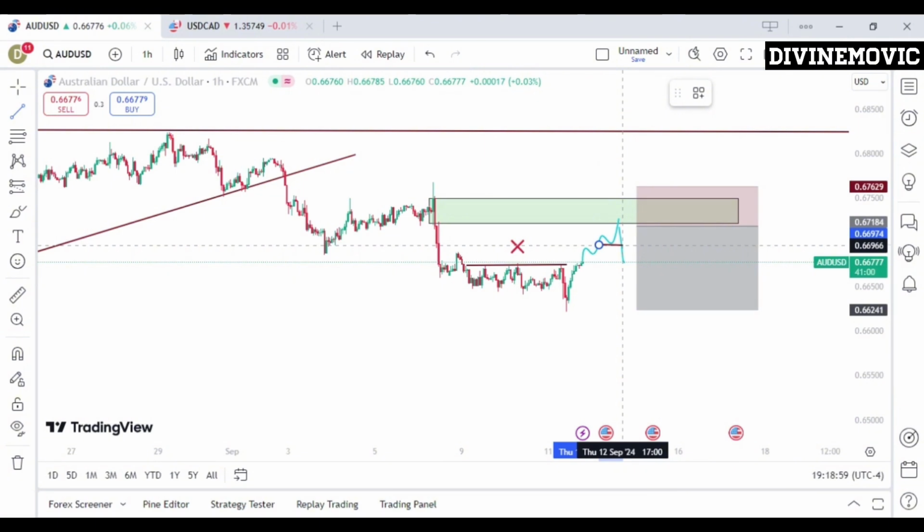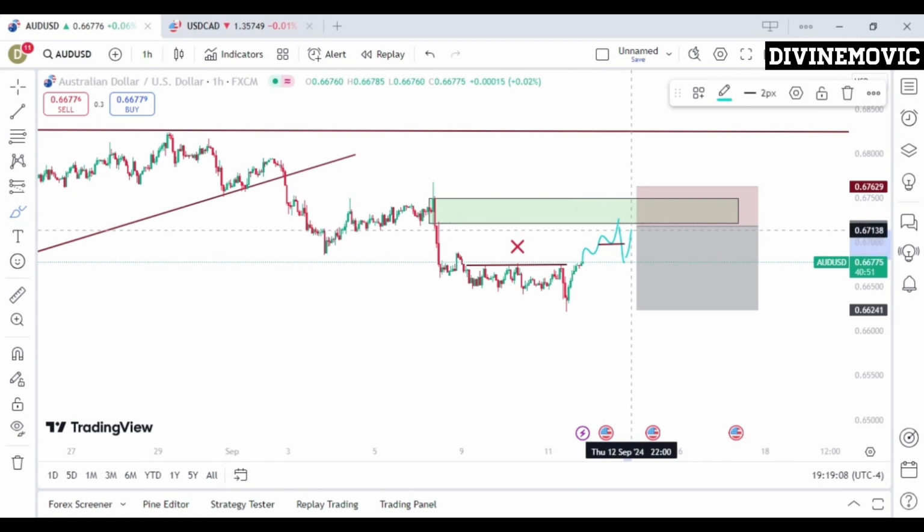And we want to only sell if price comes back to this zone here. If price comes back to this zone here, then we'll look for a sell opportunity. Now, how do we know when to start adding multiple positions? I'm going to explain that right now.